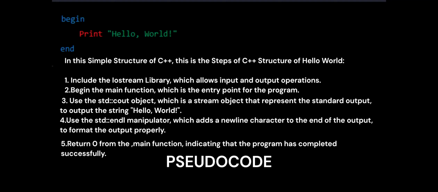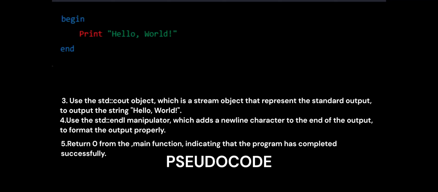The third step is to use the std::cout object, which is a stream object that represents the standard output, to output the string hello world. The fourth step is to use the std::endl manipulator, which adds a new line character to the end of the output to format the output properly. The fifth step is to return 0 from the main function, indicating that the program has completed successfully.